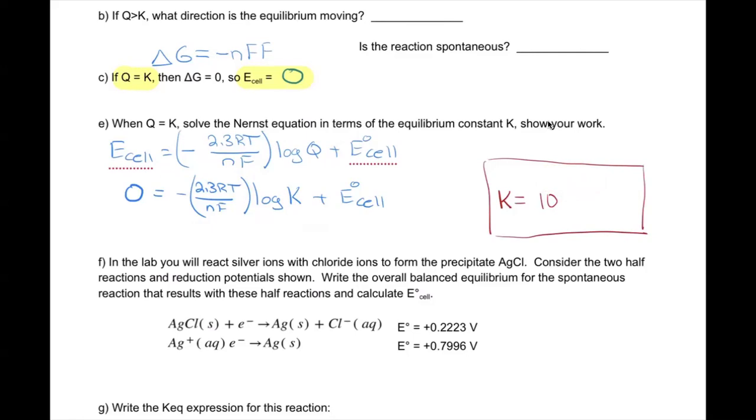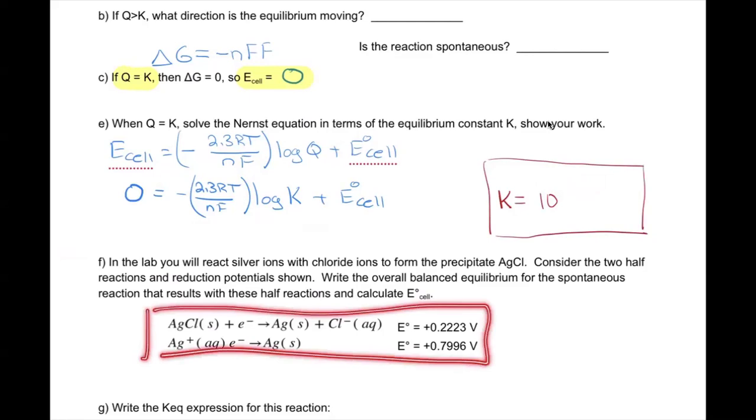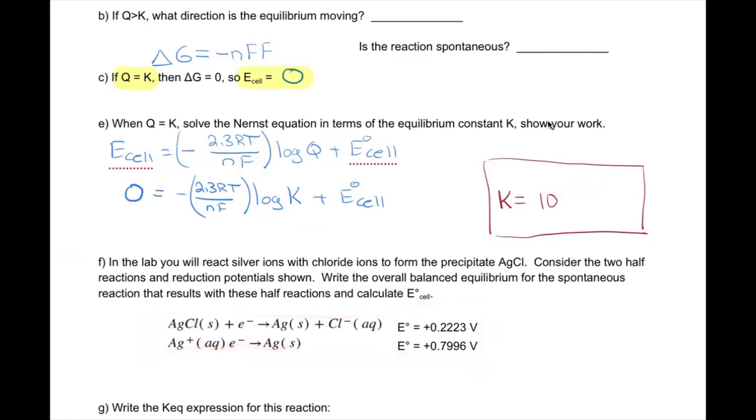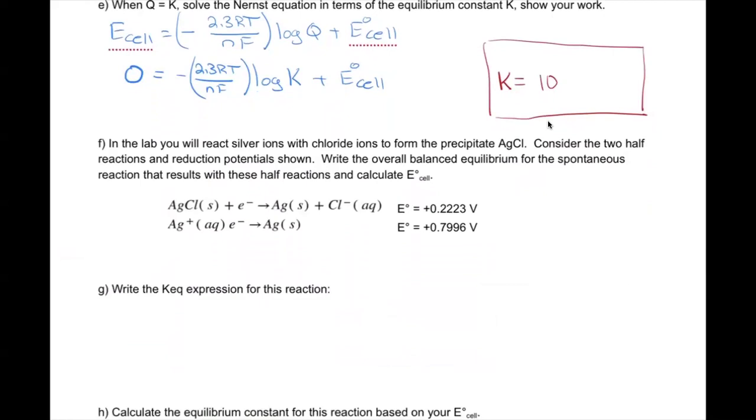Okay. In the last part, we're almost there. Starting with question F, we have a new chemical reaction. We're looking at two half reactions. We're going to combine them together to make an electrochemical cell. And so when we look at this, we have the reduction potentials for both of these. They're both written as reductions.